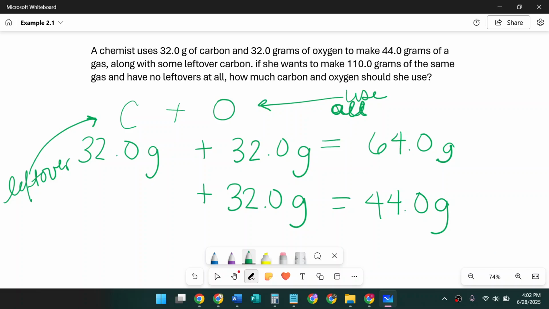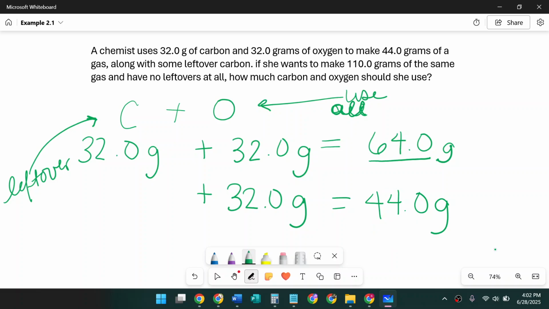You can either start with the 44.0 and subtract the 32.0 and see how much is left. And another way you can do it is you can start with the 64.0, subtract the 44.0. That will tell you the difference in how much you would have gotten if you'd used all of the carbon and all of the oxygen, and how much you actually got when you mix the two, meaning that difference between these two numbers, 64 minus 44, tells you the leftover carbon that was not used.